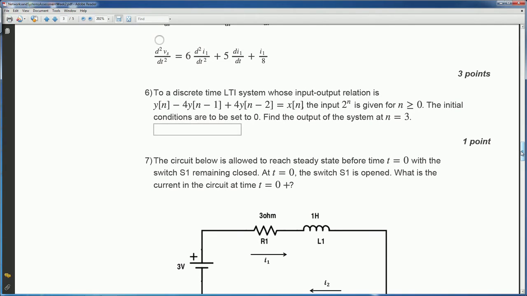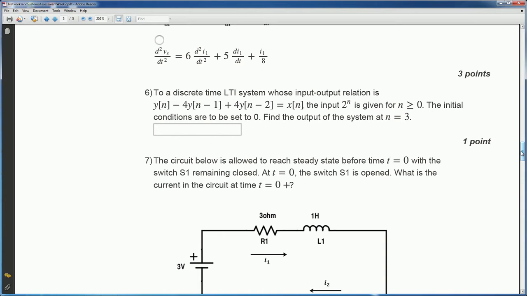So, the sixth one is a discrete time system. The reason why we put in this question is to just show you in one way how easy discrete time systems are compared to continuous time systems when you try to solve them. If you look at this equation, it says the input output relation is y of n minus 4 times y of n minus 1 plus 4 times y of n minus 2 equals x of n, and the input 2 power n is given for n greater than or equal to 0.